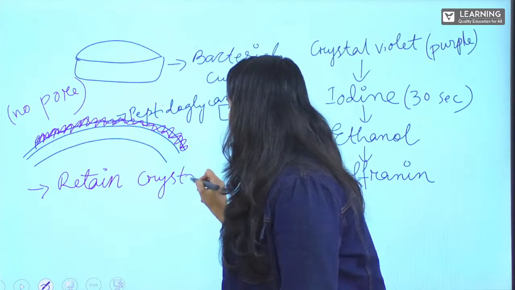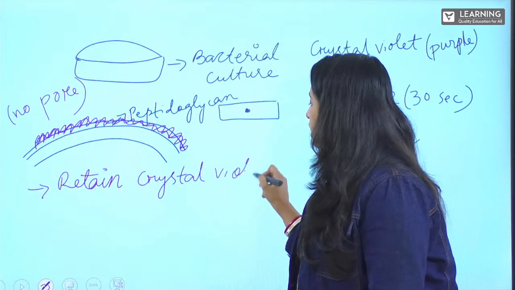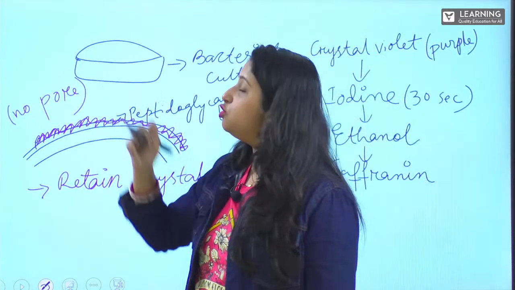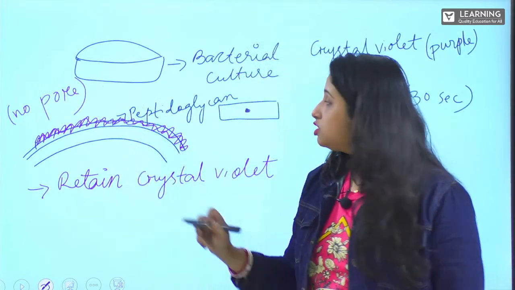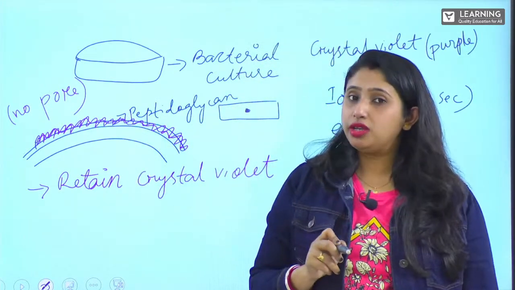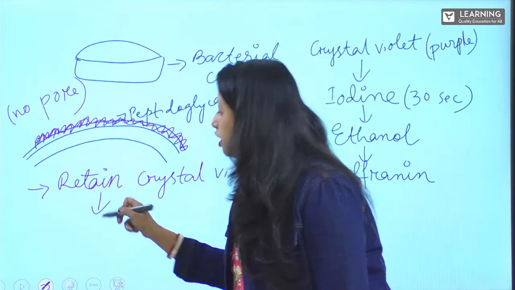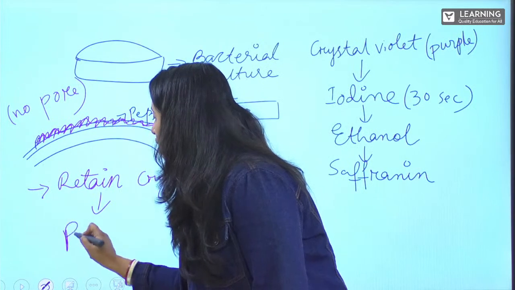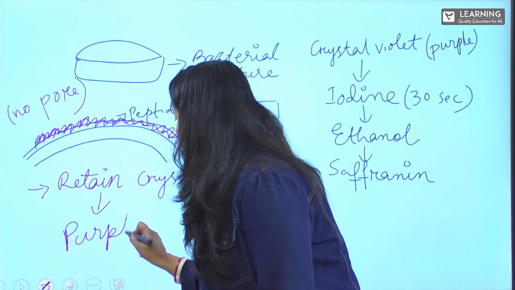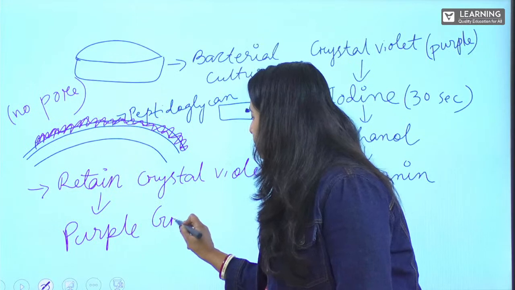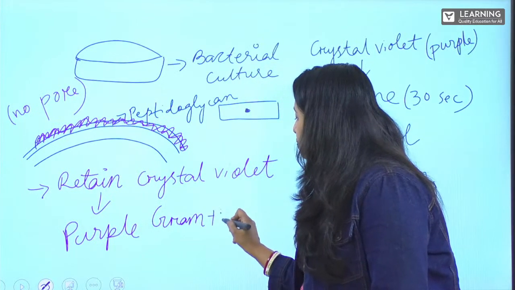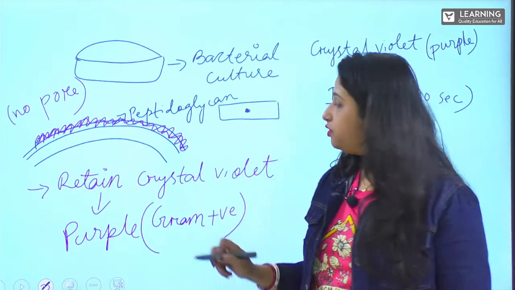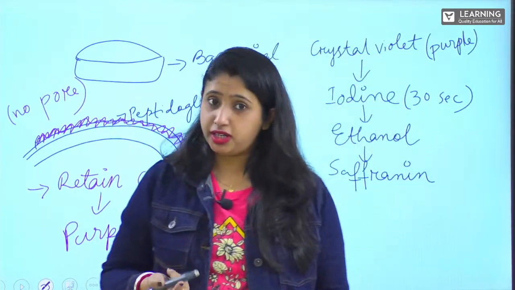Okay, crystal violet stain. Because of their thick cell wall, as there is no pore present between, this has the capacity to retain the stain. So it will appear as purple or violet in color. So this gram-positive bacteria will appear as what? It will appear as purple in color. The bacteria which appear as purple in color, we call gram-positive bacteria, right?